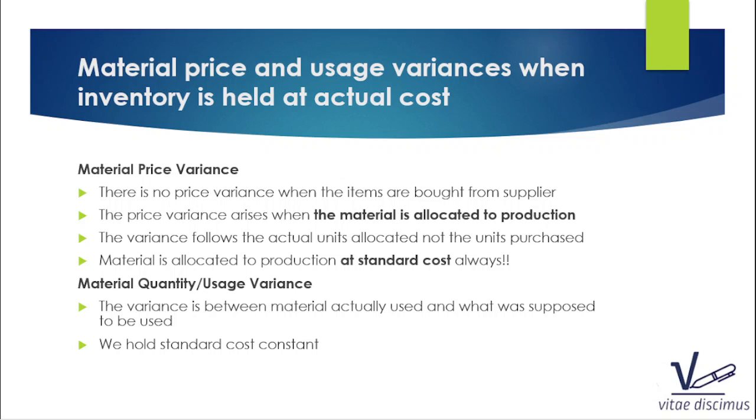Now, with regards to material quantity or usage variance, the variance is between material actually used and what was supposed to be used. So we hold standard cost constant and we assess the difference between what was actually used and what was supposed to be used.